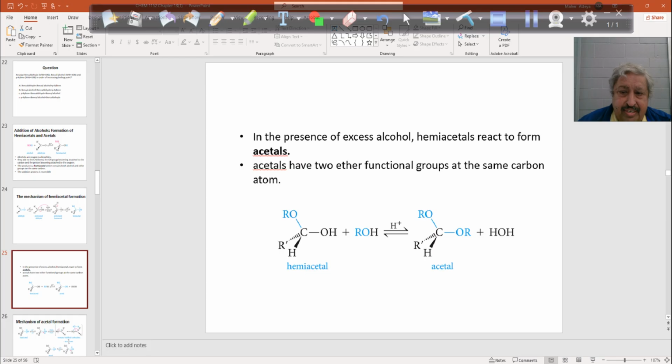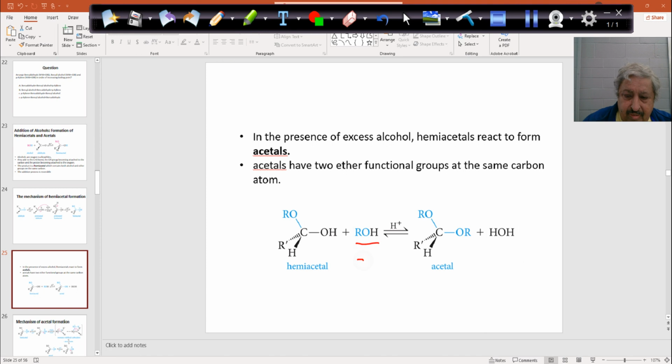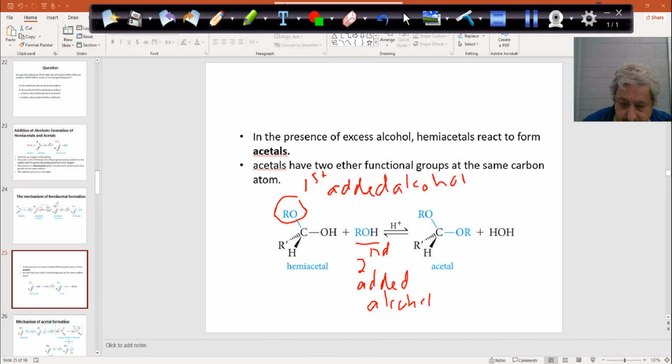In the presence of excess alcohol, the hemiacetal reacts to form acetals. We said that. So you need two molecules of alcohol to produce the acetal, and that's the reaction here. So this is the second added alcohol, and this one is already the first added alcohol. Okay, guys, so that's the difference here. Okay, so let's go further with this.